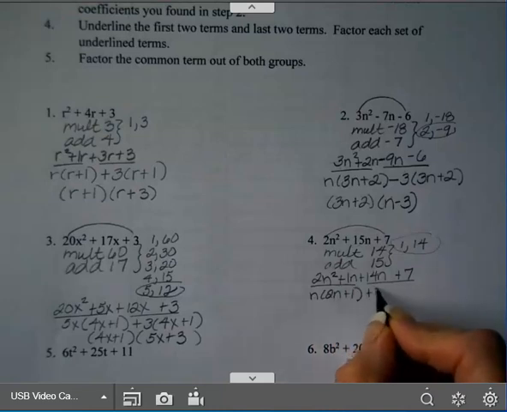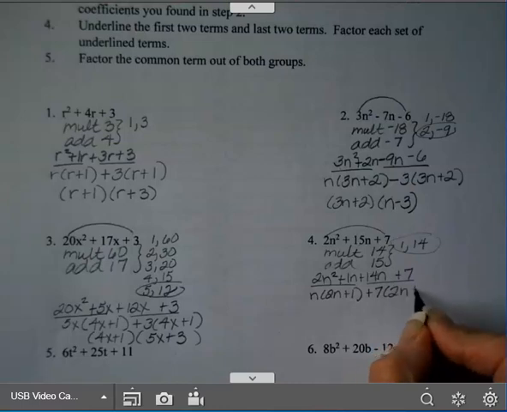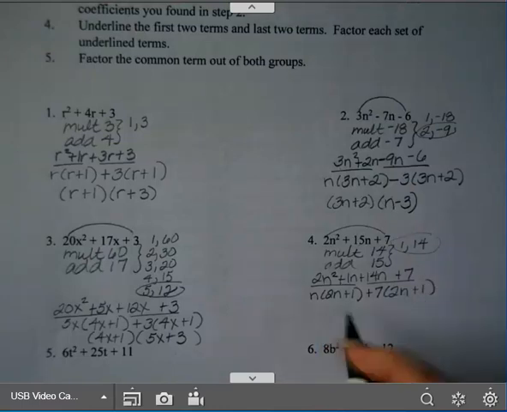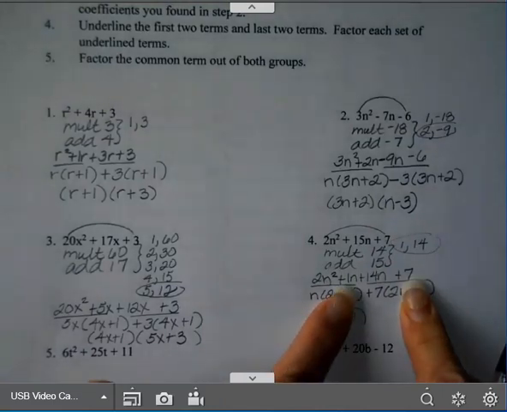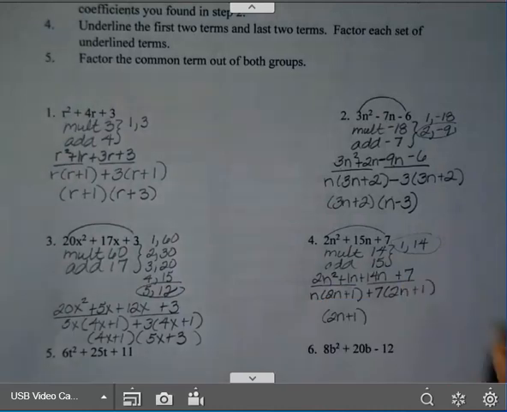Second group has a 7 in common. Divide each of those by 7. You're left with 2n plus 1. And now they each have a 2n plus 1 in common. So cover those up, and that's what you're left with. You're left with an n plus a 7.